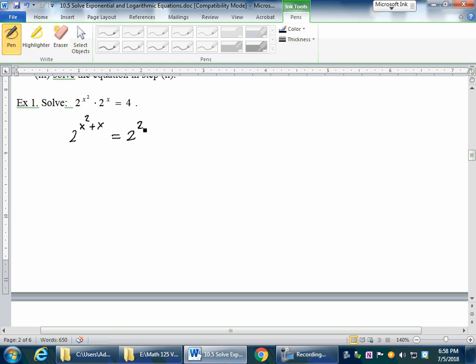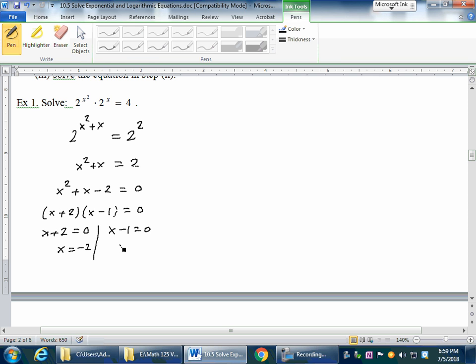If we can do that, according to the property, if you have the same base and they are equal, the exponents must be equal to each other, which allows us to solve this quadratic equation by subtracting 2 on both sides and factoring it. Then using the zero factor property, x plus 2 is equal to 0 and x minus 1 is equal to 0, which gives us two answers, negative 2 and 1. Since exponential equations have no restriction, I have two answers in this case.